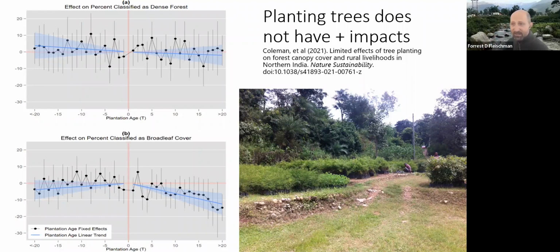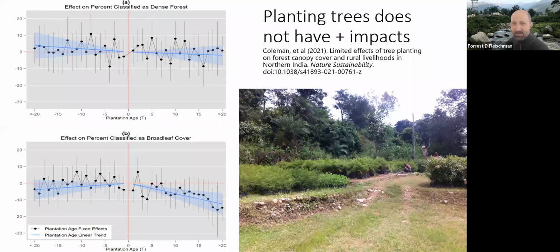Pine and cedar are not particularly good firewood and don't have edible forage. So what we see in this graph here is that in the years after plantation, not terribly surprising given what I showed you on the previous slide, broadleaf cover is decreasing. So on the one hand, plantations aren't increasing forest cover, which was one of the goals. On the other hand, plantations are decreasing the utility of the forest for local people.